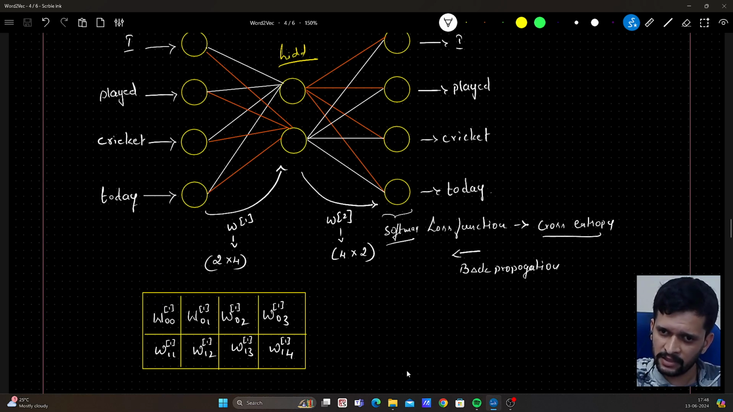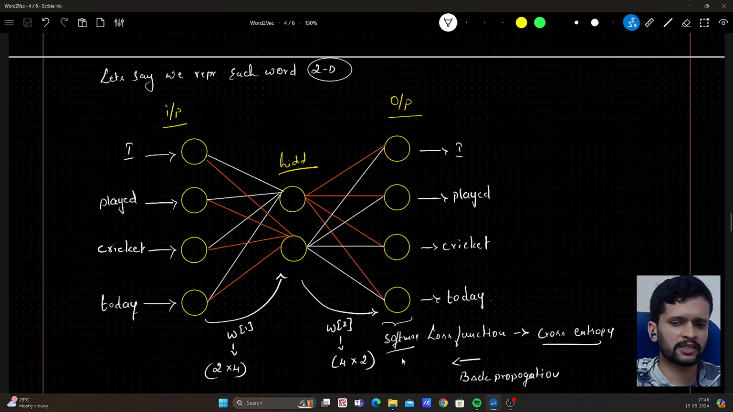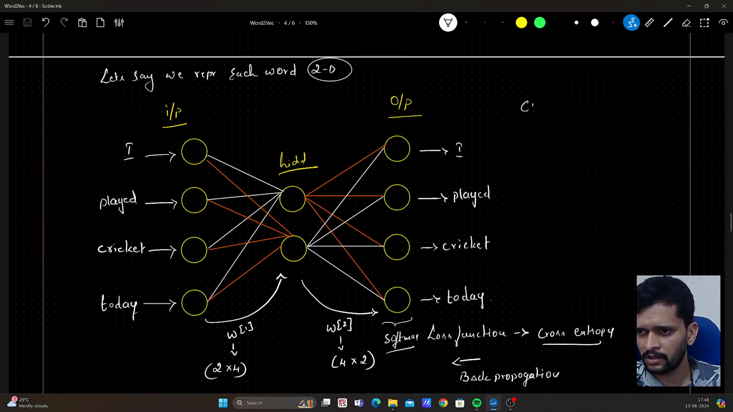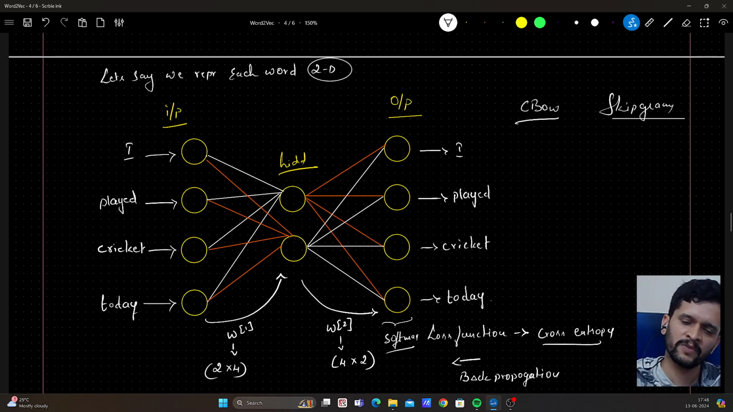Now that we have defined this architecture, I'll start training my neural network. Again, I can either use CBOW, continuous bag of words, or Skipgrams, okay? So let's say right now I'm inputting I and cricket as my input, okay? I'm not providing input for other words into my neural network, and I want my neural network to predict the word played. Rest all should be 0, okay?